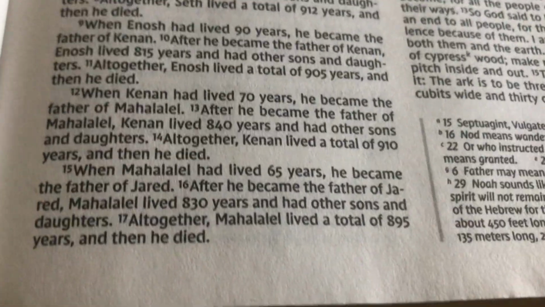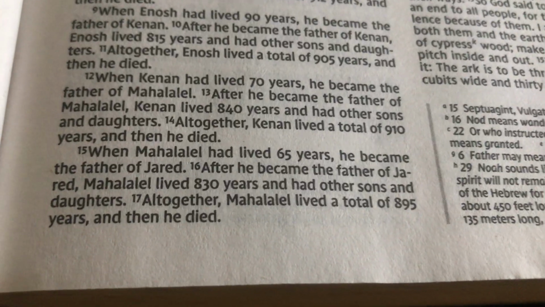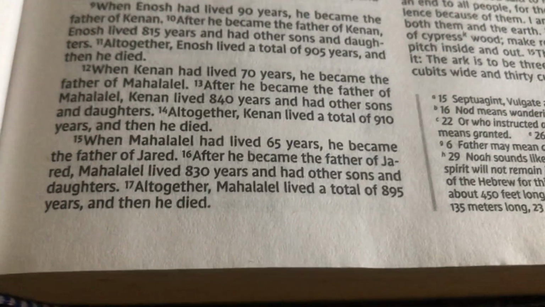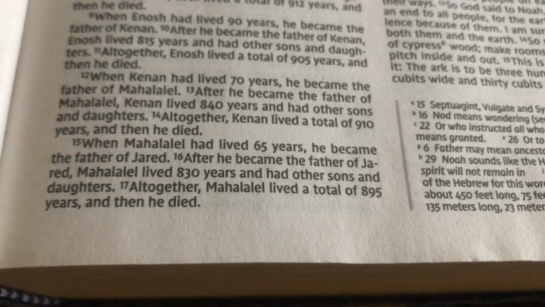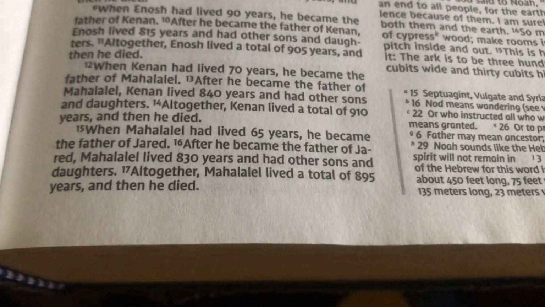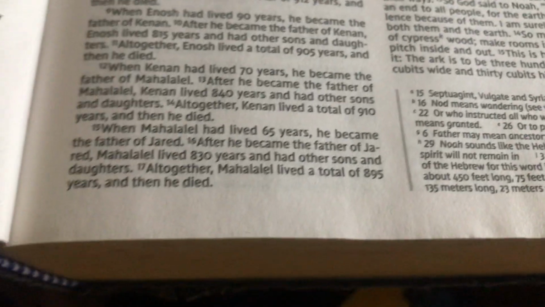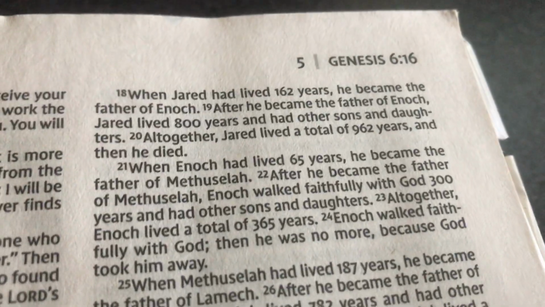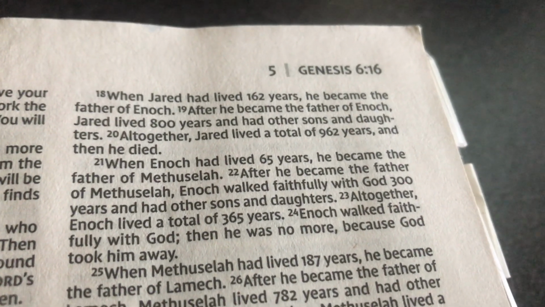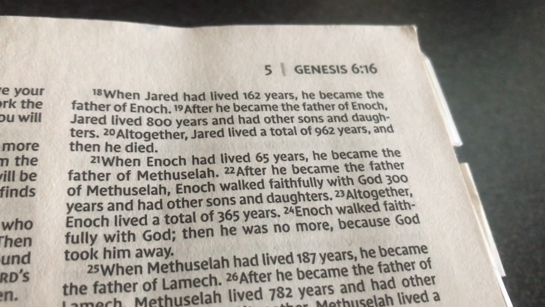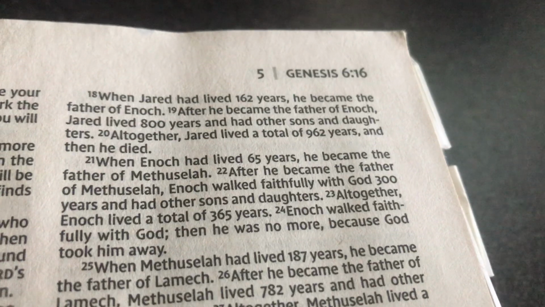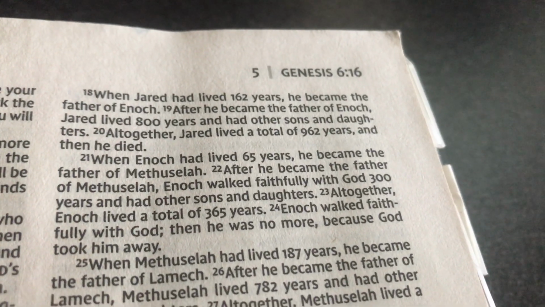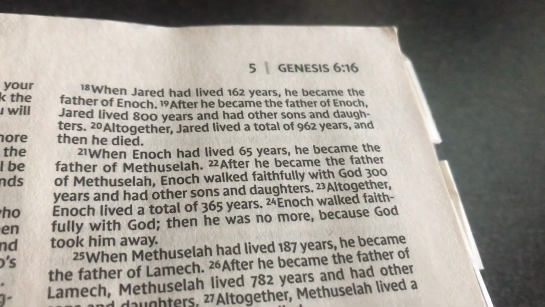When Mahalalel had lived 65 years, he became the father of Jared. After he became the father of Jared, Mahalalel lived 830 years and had other sons and daughters. Altogether, Mahalalel lived a total of 895 years and died. When Jared had lived 162 years, he became the father of Enoch. After he became the father of Enoch, Jared lived 800 years and had other sons and daughters. Altogether, Jared lived a total of 962 years, and then he died.